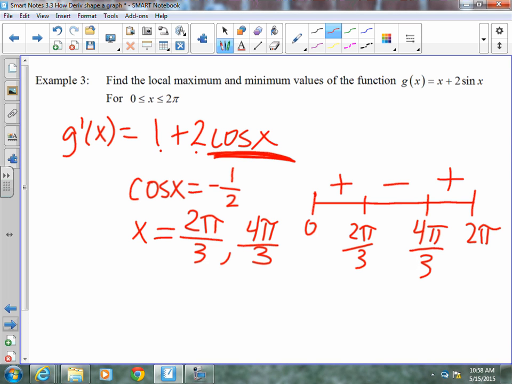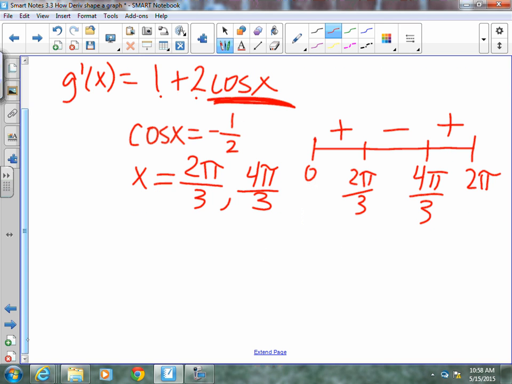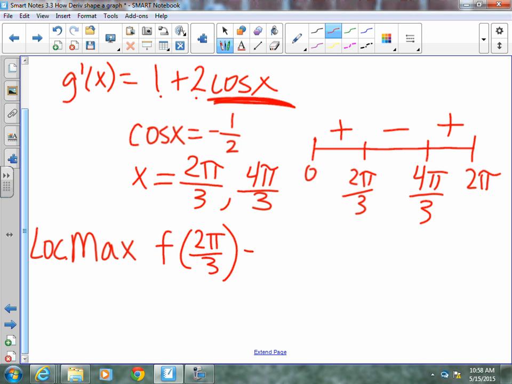So, let's talk about this. We need to find a max and a min. A local max is where it changes from positive to negative. So that's going to happen at 2 pi over 3. And actually we're talking about g, sorry, at g of 2 pi over 3.